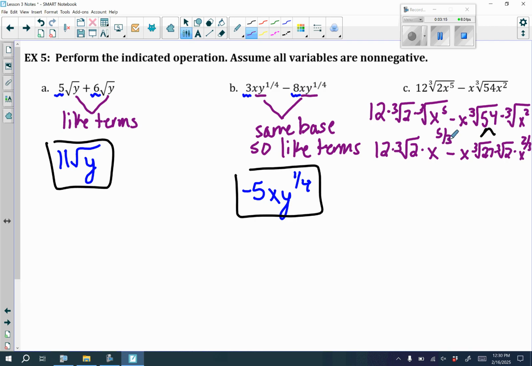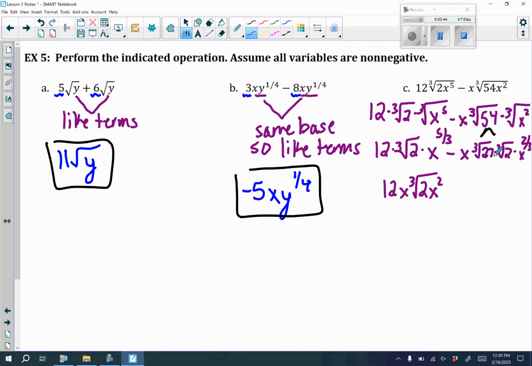Notice that for my first term, the x to the 5/3, 3 doesn't go into 5 evenly. That means we're going to have some x's left inside the radical and some left outside. How many times 3 can go into 5 at most is once. So I'm going to have 12x on the outside. Inside the radical is going to be my 2, and then I'm going to have a remainder of 2. That's my leftover, so I have x squared.